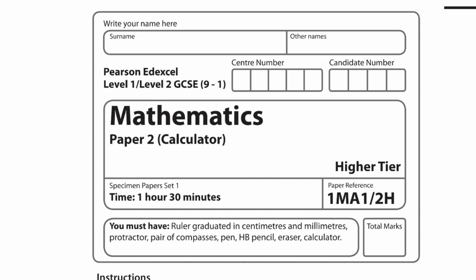This is the Edexcel GCSE 9-1 Maths Paper 2, which is a calculator paper, and it's from the Specimen Set 1 papers.